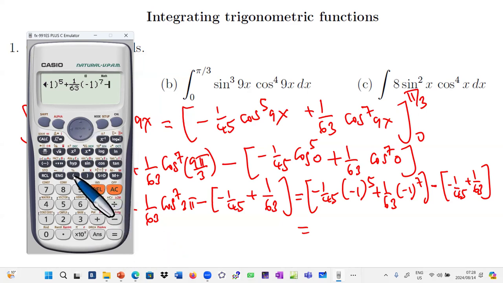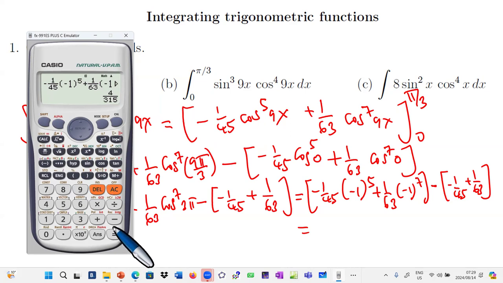Minus one out of 45, plus one out of 63. Like so. All right, yes, it is exactly 1 over 45.